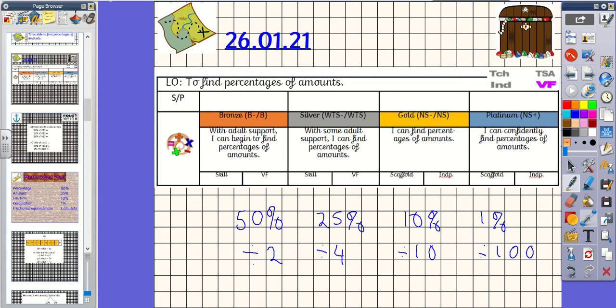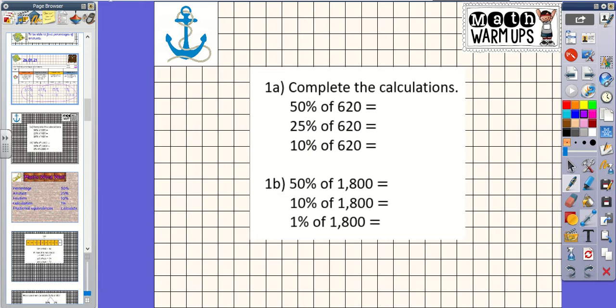Okay then, so we're going to use different percentages today, but making sure that we use our knowledge of all of these to help us. So, complete these calculations then. This is your anchor task. This is your warm-up activity. So we have got 50% of 620, 25% of 620 and 10% of 620. Okay, so pause this video here for me please, and then you will be able to have a go at those first three.